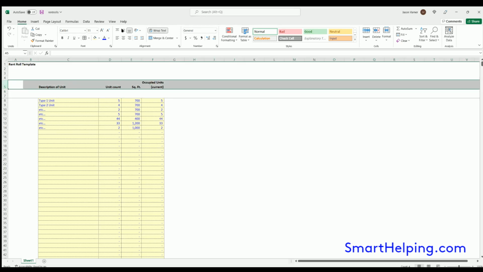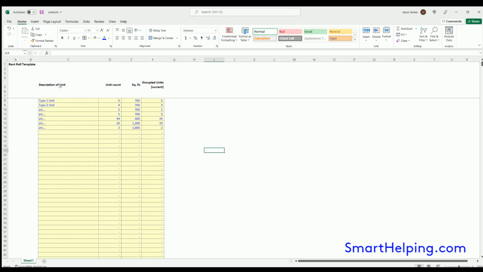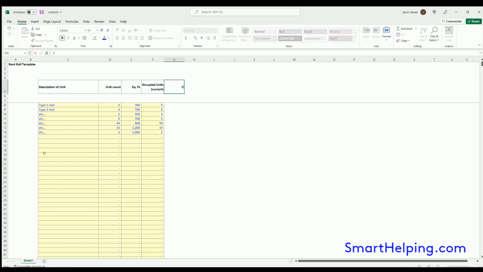Now this is not relevant if it is a development, but that's okay. You'll see how it flows in the end. So we got description, unit count, square foot, occupied units, current. Then we want to put current monthly rent.